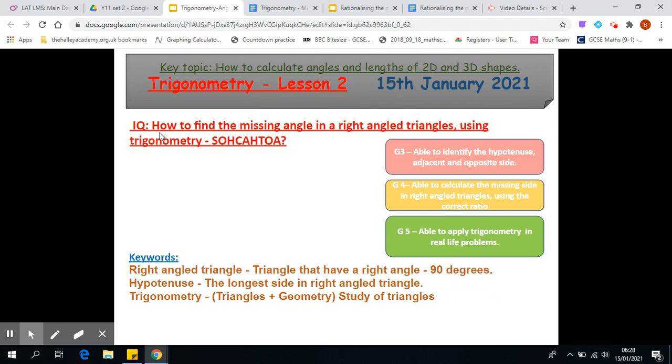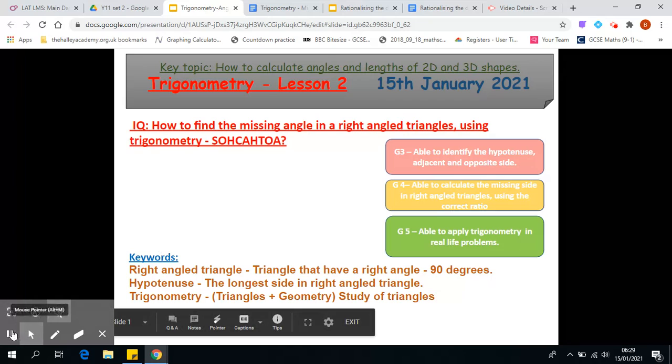A key inquiry question: how to find the missing angle in right angle triangles using trigonometry. Last lesson we focused on identifying the missing side, and in this lesson we're going to identify the missing angle in right angle triangles using trigonometry. The key phrase SOHCAHTOA helps us to identify the formulas of the three trigonometric ratios.